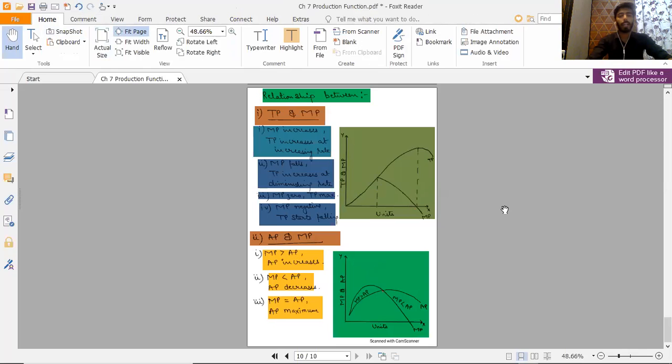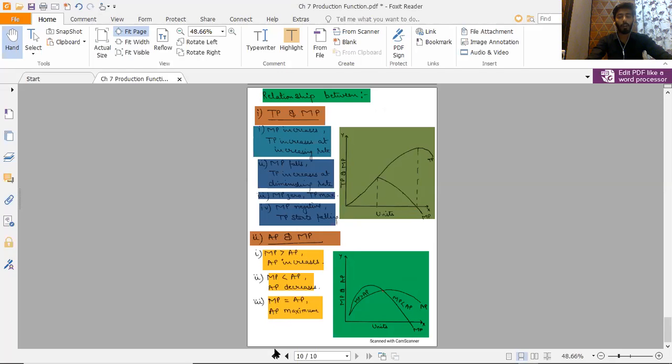So this is the relationship between TP and MP, and AP and MP. There are two relationships, and this is a very, very important concept. You guys need to learn this. This might be asked in exam.